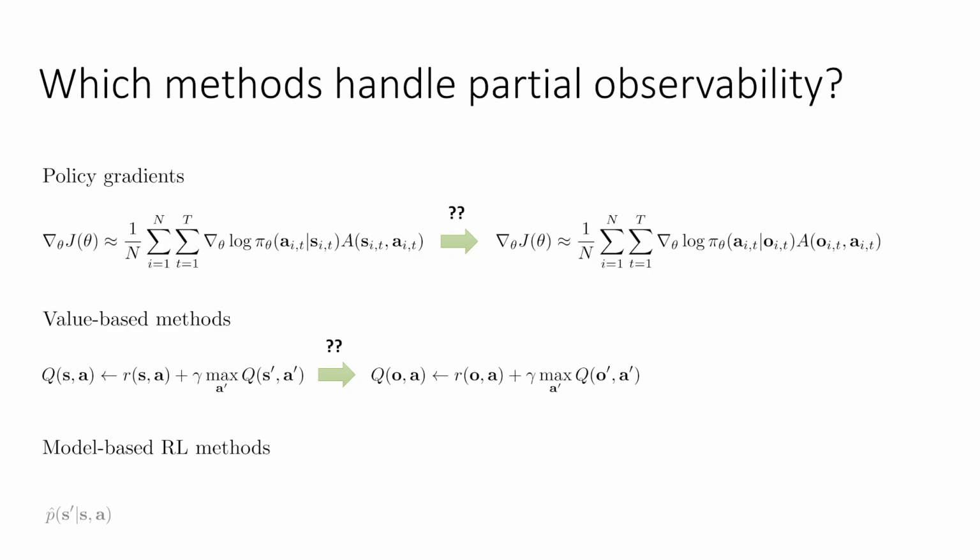And model-based RL methods. Let's say the simplest kind of model-based RL method, where we train a model that predicts the next state given the current state and action, and then plan through that model. Can we simply replace S with O in this case?